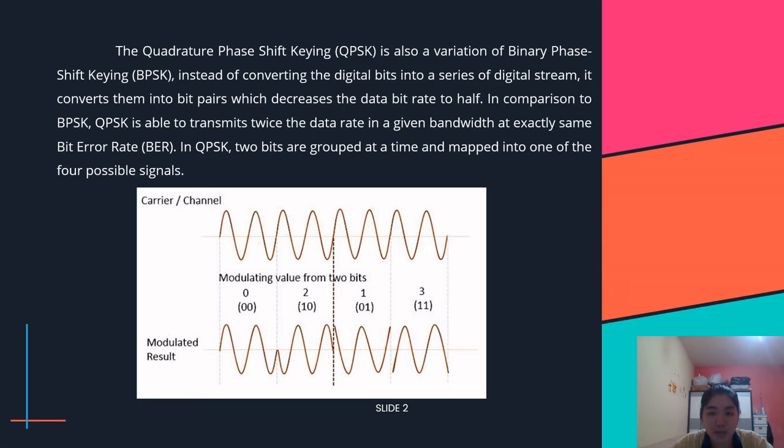In comparison to BPSK, QPSK is able to transmit twice the data rate in a given bandwidth at exactly the same bit error rate, BER. In QPSK, 2 bits are grouped at a time and mapped into one of the 4 possible signals. From here, this is the graph of the QPSK waveform for 2-bit input and different binary input modulation results.